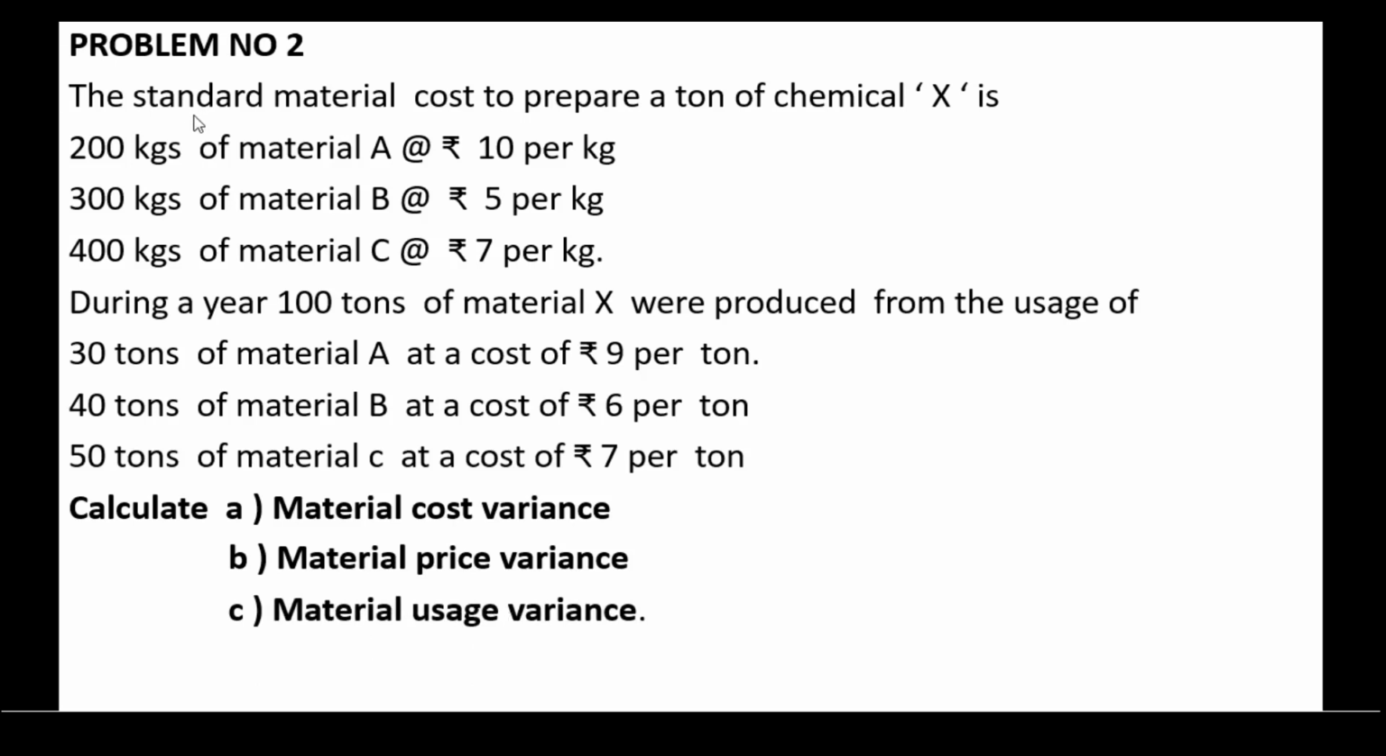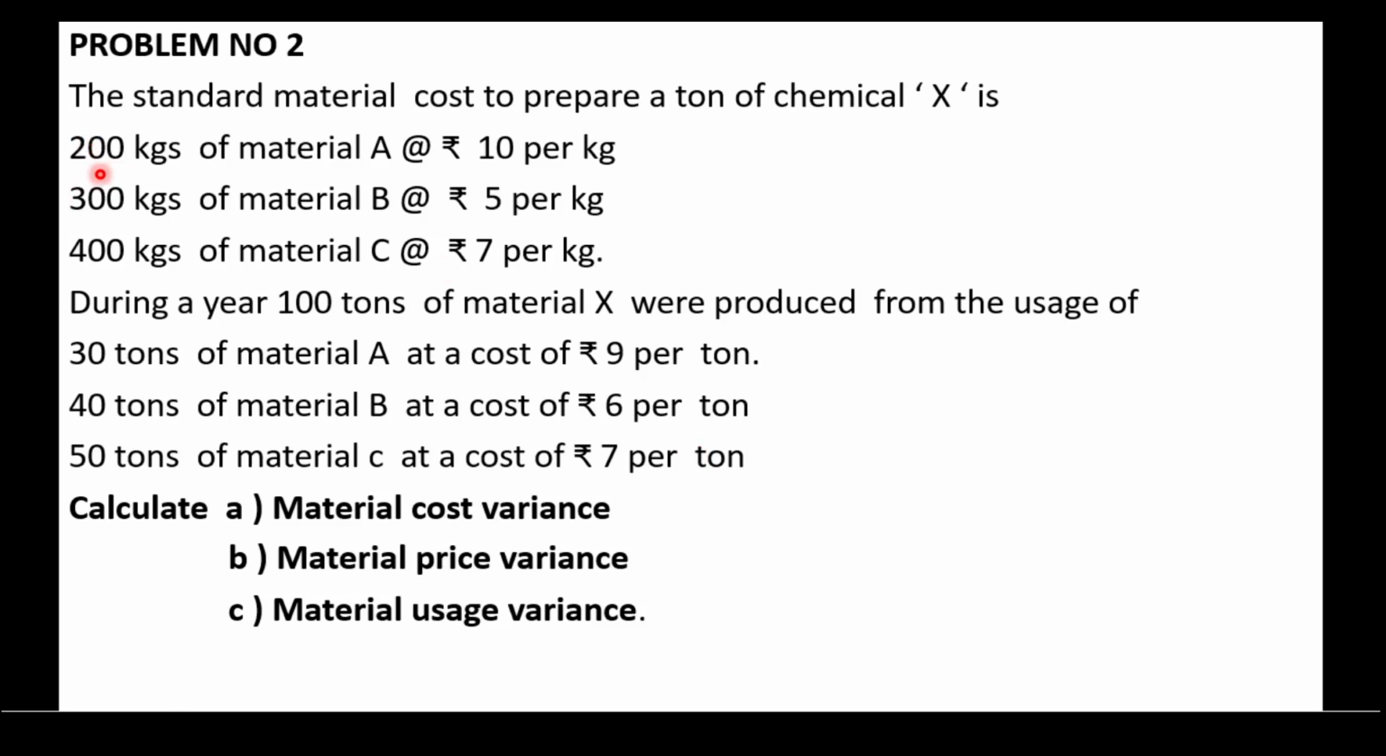Here the standard material cost to prepare a ton of chemical X is 200 kg, 300 kg and 400 kg for the material A, B and C. So these three pieces of information are related to the standard materials. And then during a year, 100 tons of material X were produced from the usage of 30 tons of material A, 40 tons of material B, and 50 tons of material C. So these all are related to the actual.